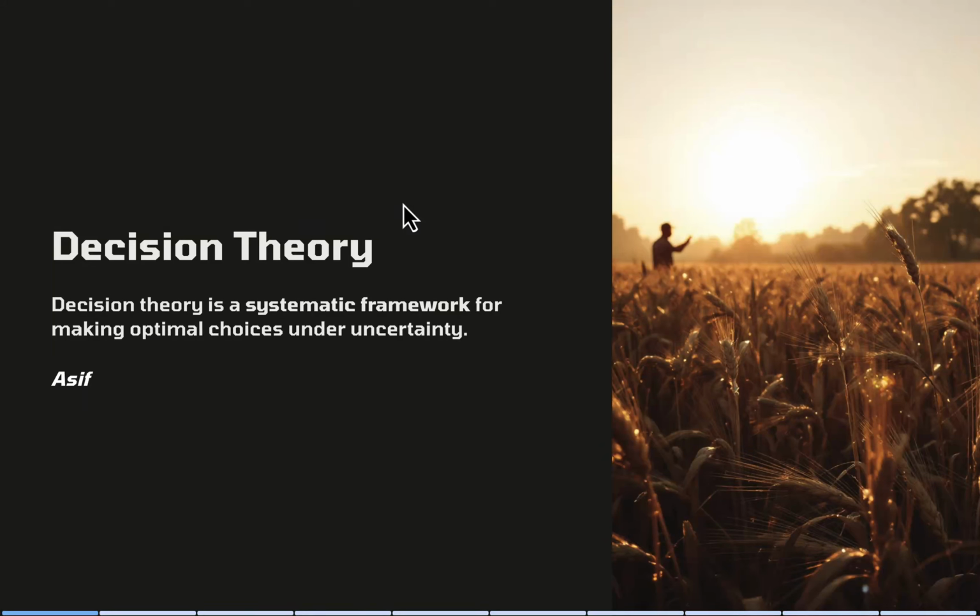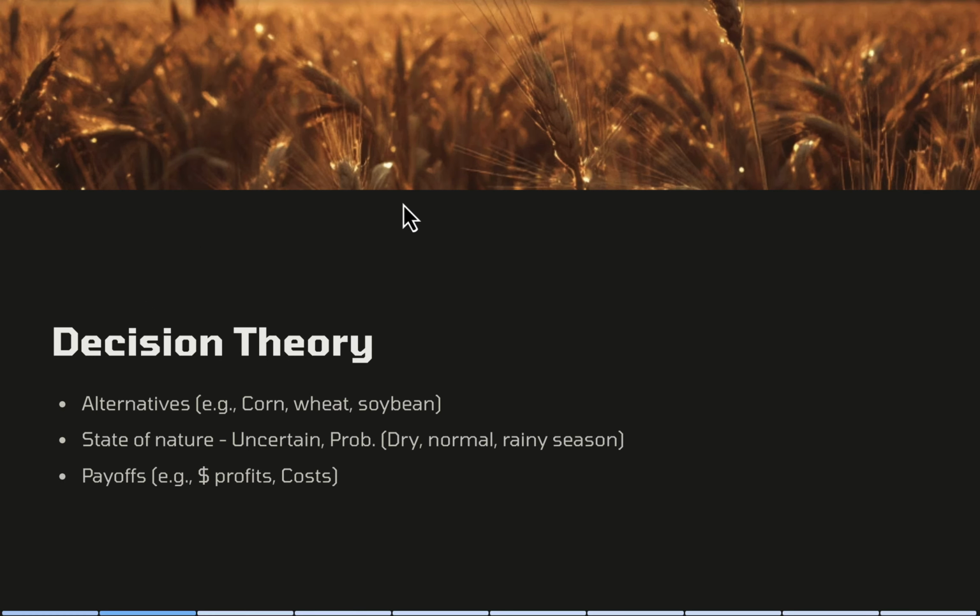This video is about decision theory, which is a systematic framework for making optimal choices under uncertainty. In decision theory, we use three types of information to make a decision. The first one is alternatives. For example, in the context of farming, a farmer may have to make a choice between wheat and soybeans.